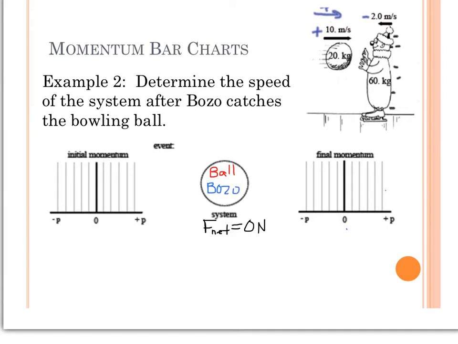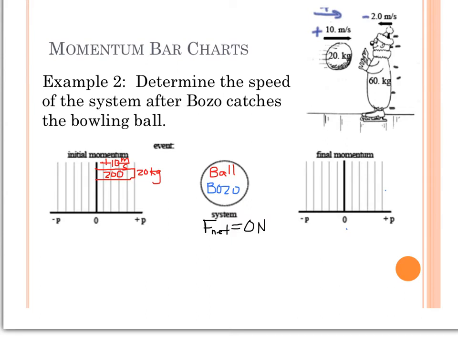So we're going to make a momentum bar graph for both the initial and the final momentum. Before the ball is caught, the ball is moving forward with a velocity of 10 meters per second. And it has a mass of 20 kilograms. So 20 kilograms times positive 10 meters per second. That ball initially has a momentum of 200.